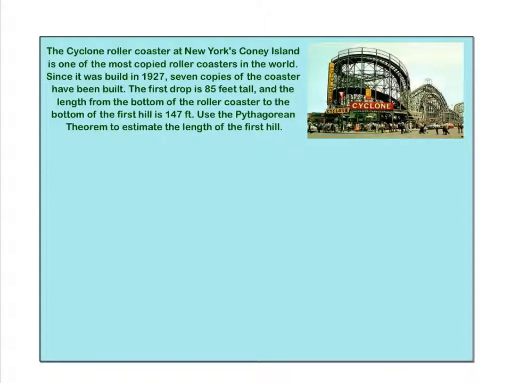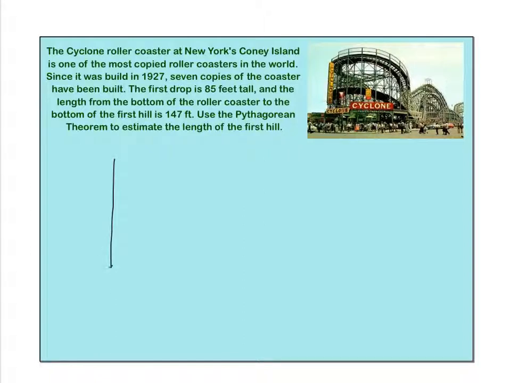Okay, so the Cyclone roller coaster in New York's Coney Island is one of the most copied roller coasters in the world. Since it was built in 1927, 7 copies of the roller coaster have been built. The first drop is 85 feet tall, and the length from the bottom of the roller coaster to the bottom of the first hill is 147 feet. Use the Pythagorean theorem to estimate the length of the first hill.